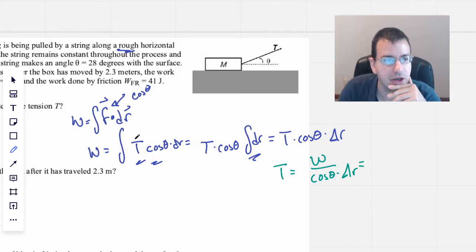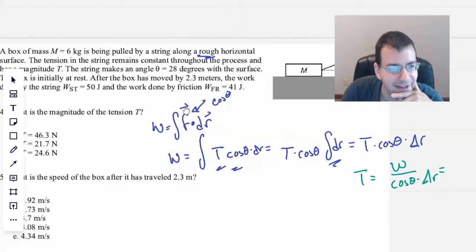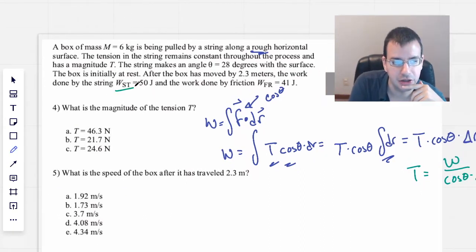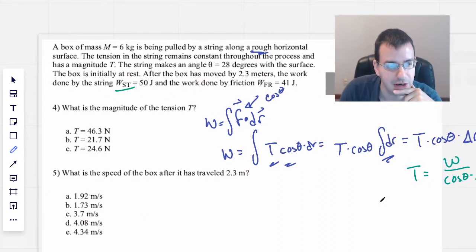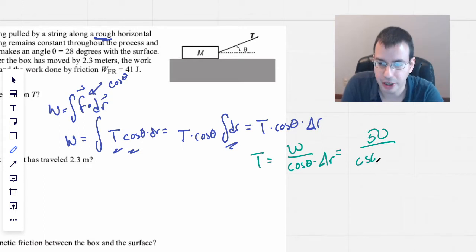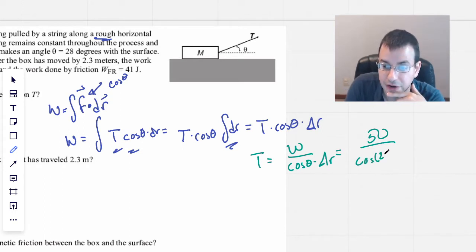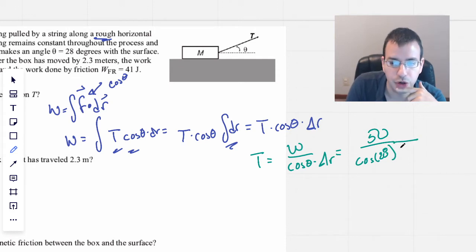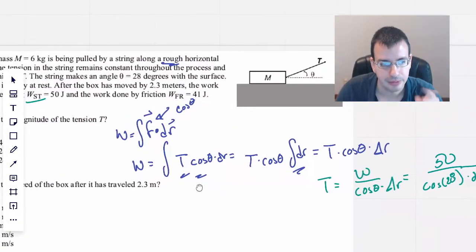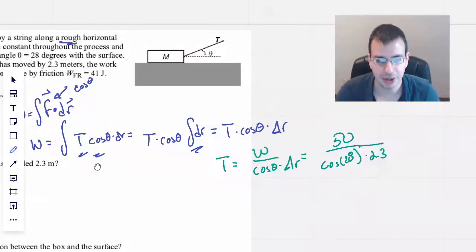So we know the work done is 50, work string. So this is the work done by the string by pulling. So we have 50 divided by cosine of 28 degrees, and we're going to multiply that by 2.3, because that's the distance traveled. Yep, that seems reasonable. Let's get out a calculator.